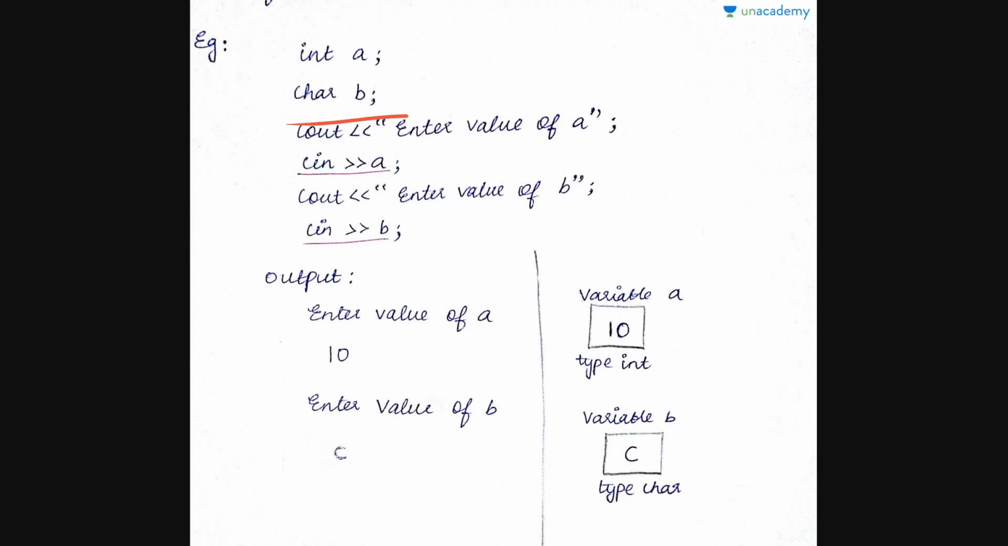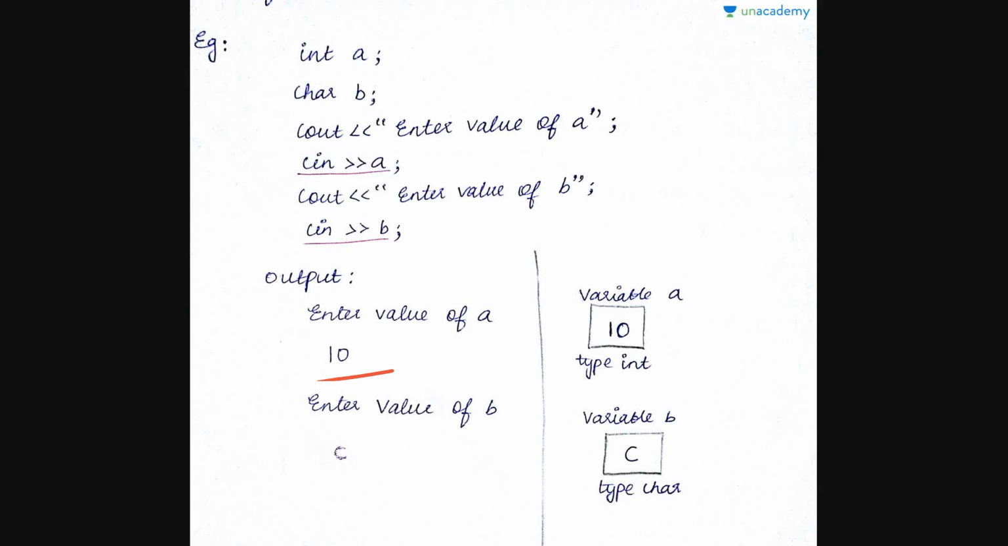Then we write cout "enter value of a". That statement gets printed first on the output screen, and then the user enters something, which is taken into a. We write cin >> a, which is nothing but storing the value of a from the user. Here the user inputs 10. Let us see how it gets stored.